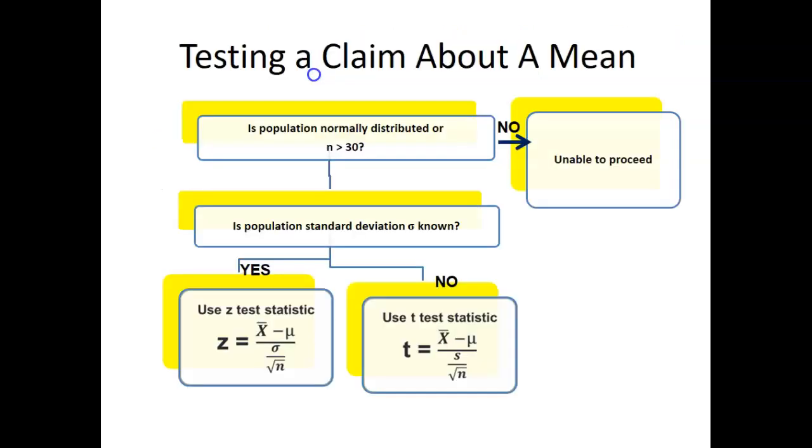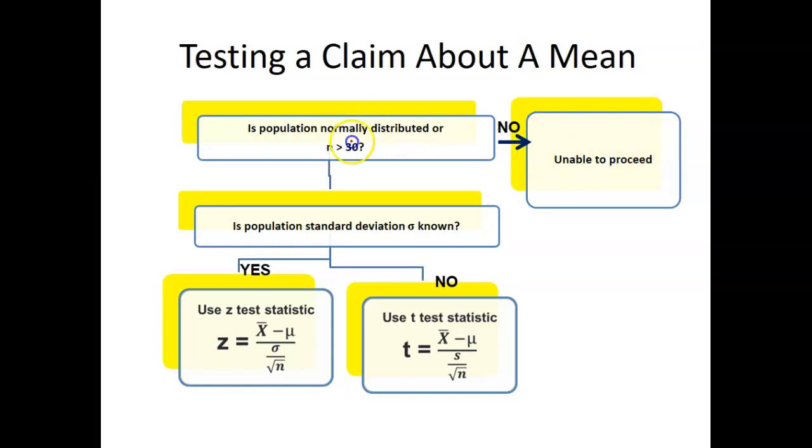Okay, so when we look at testing a claim about a mean, it's just like writing a confidence interval about a mean. We have to go through this process where we decide whether to use a Z or T. In the case of confidence intervals, it was a Z or T critical value, but in the case of hypothesis testing, it's a Z or T test statistic. So we're going to ask the same question, is the population normally distributed or is n greater than 30? If neither of these are true, then we have to stop. We're not able to proceed at this point.